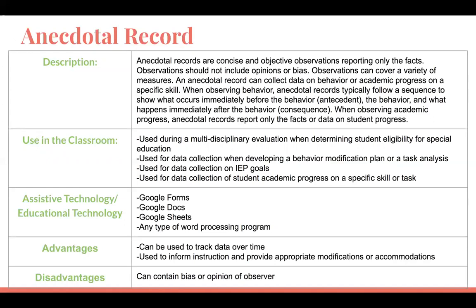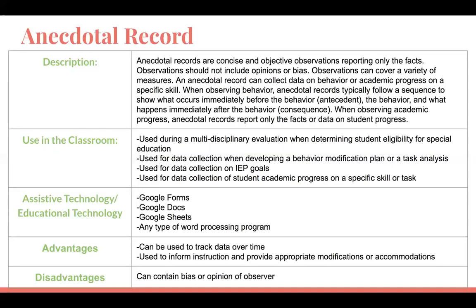So typically when it's used to describe behavior, it follows a sequence, an ABC sequence, A being the antecedent, what's happening before the behavior, B being the actual behavior that's occurring, and then C, the consequence, what's happening immediately after the behavior. So this kind of allows that objectiveness to occur when using anecdotal records.